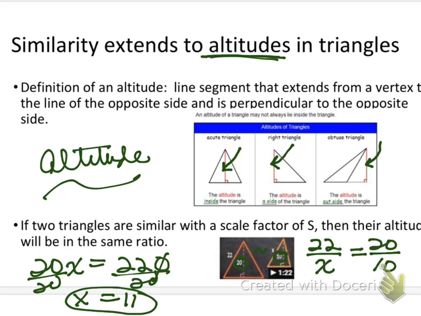So you can use your similarity ratios, your proportions, your scale factor, any way you want to call it, to solve for a missing side when given information about an altitude. Once you know these triangles are similar, you are able to set up these proportions. Okay, so let's go on, and we have a little bit more information about right triangles on the next slide. Because so far we've been dealing with all kinds of triangles. We're going to specify and focus on right triangles.